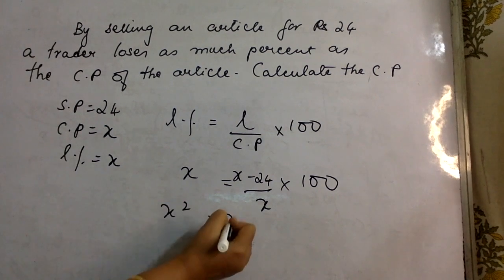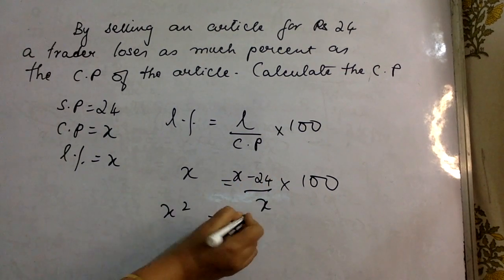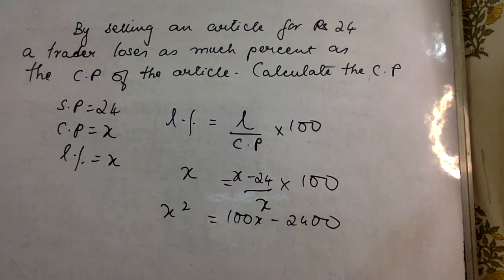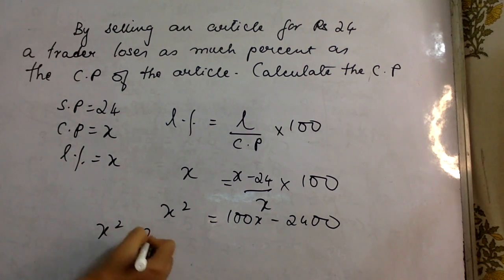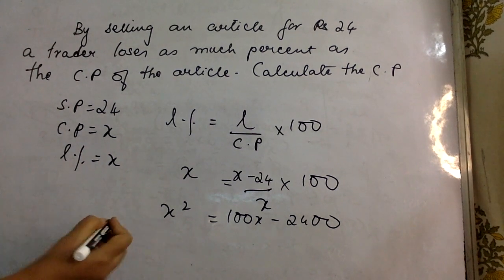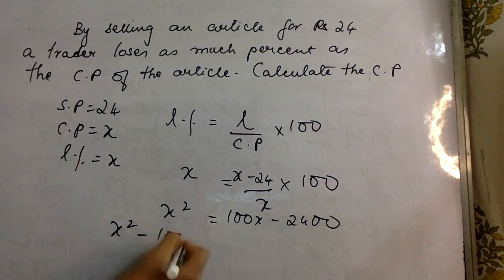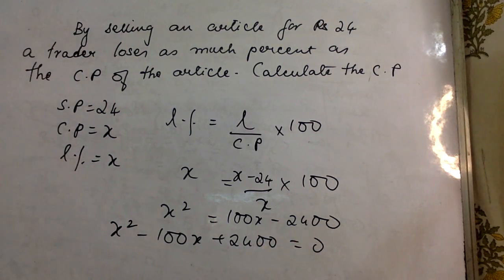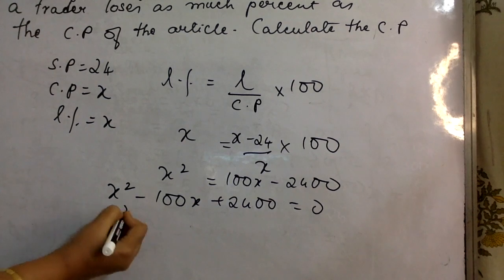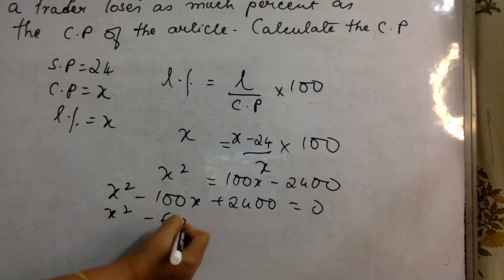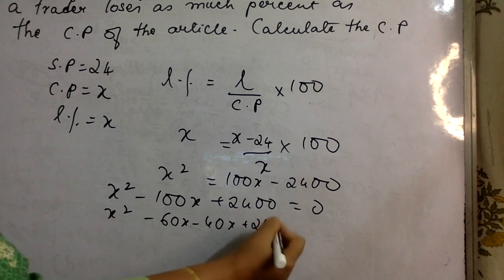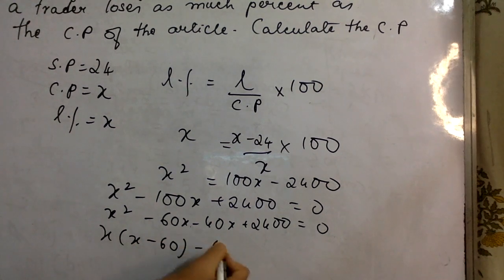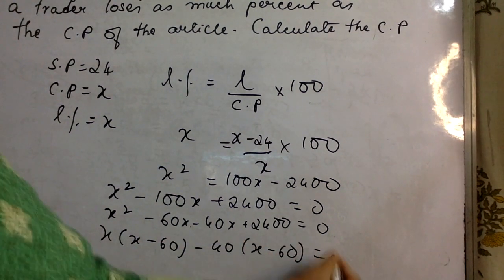Now see, I'll get a quadratic equation, x into 100, so that gives me 100x minus 2400, so x square minus 100x plus 2400 is equal to 0. This is my quadratic equation clearly. So here how do I factorize it? I can take minus 60x and minus 40x. Some factors you just get by looking at them.